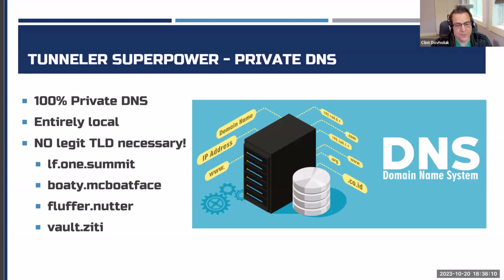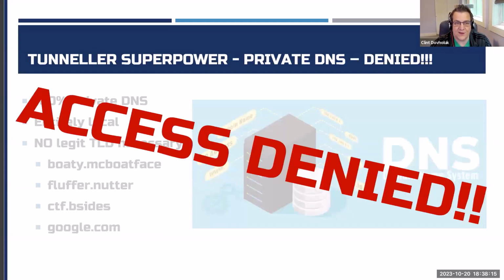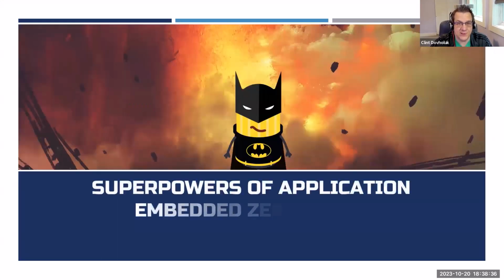So that's pretty cool. But not only is it private DNS, super cool, but it's authenticated DNS. It's truly private, right? If you deny the user, or the identity I should say, access to your overlay network, poof, that DNS entry goes away. And so those are some really powerful superpowers of a tunneler. And we could get into tunnelers someday. That sounds interesting. But what are we here for? We're here to talk about the superpowers of application embedded zero trust. So let's blow it up and let's get going.